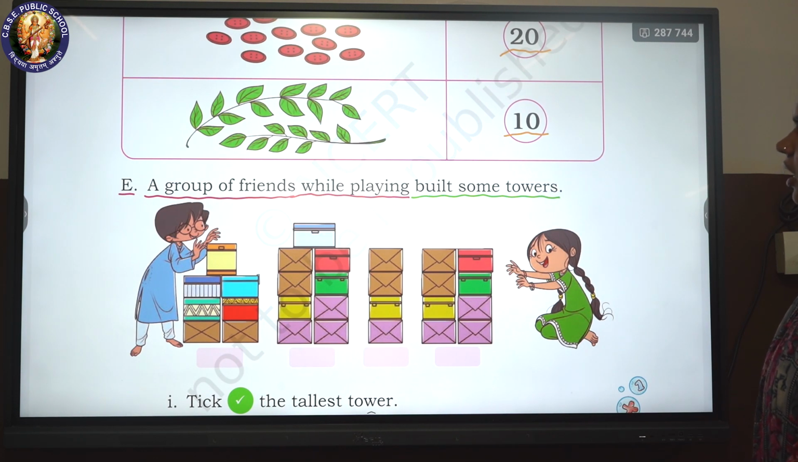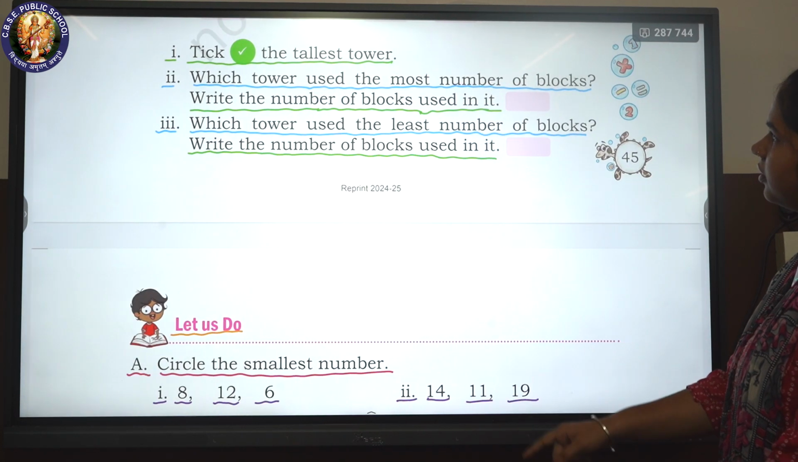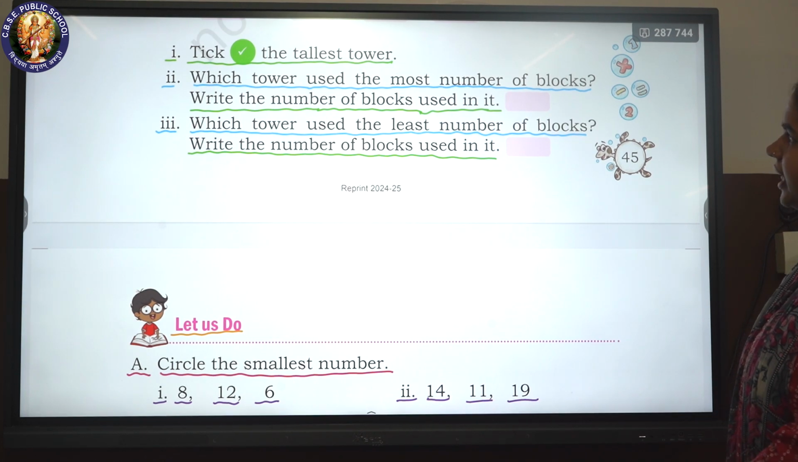E. A group of friends while playing build some towers. 1. Tick the tallest tower.